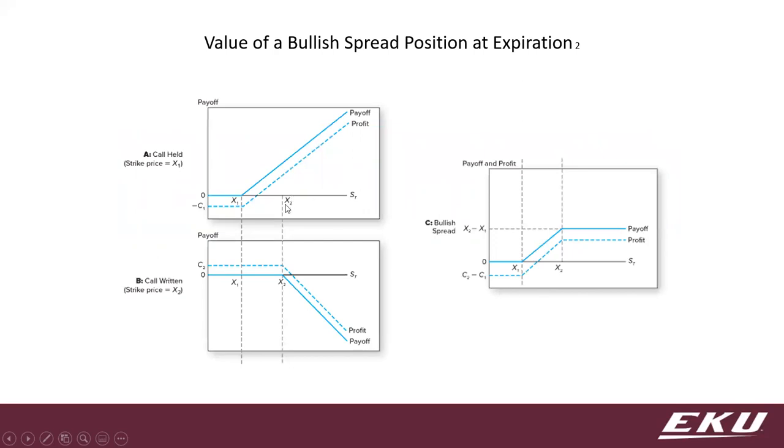So if we graph this out, this is the first call with X1. That's the one that I bought, right? And then the one that I wrote or sold, right, is on X2. So I'm going to receive some money. This one I have to pay some money, right?